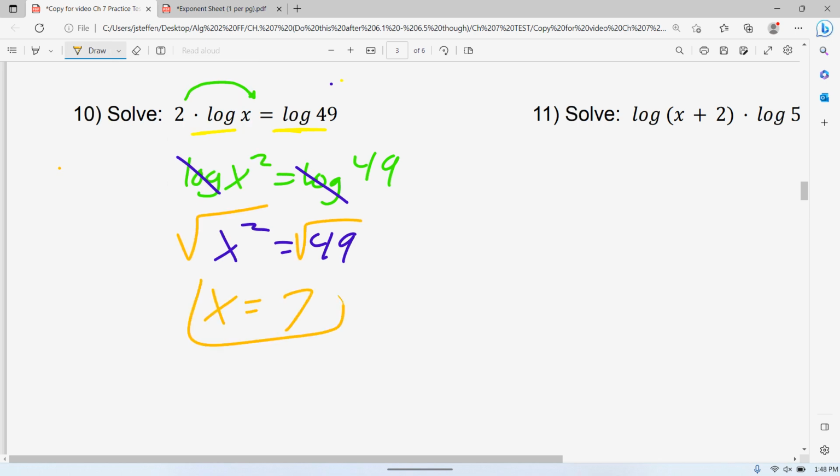Now, if you put plus or minus 7, I'll give you credit for that, but technically it can't be negative 7. If you're curious on why that is, let me know, I can talk to you about it. But I don't want to confuse you or waste your time here.